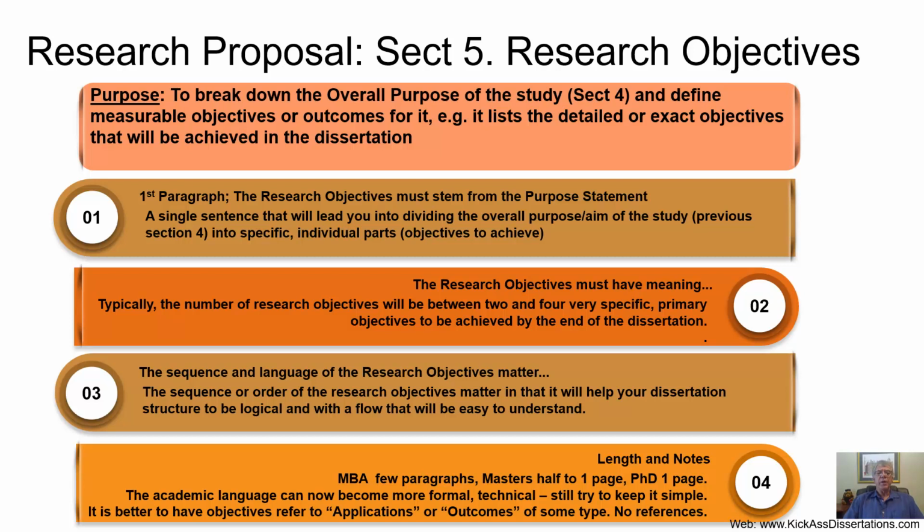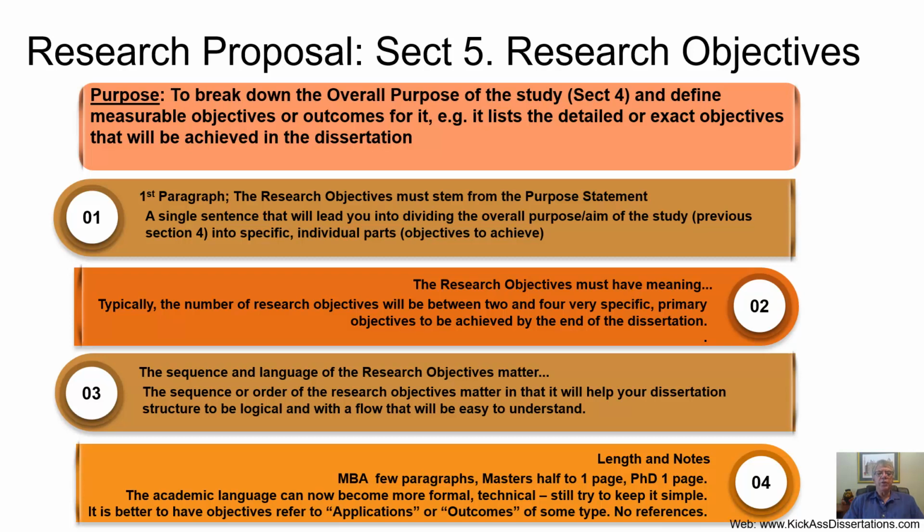Just note that the academic language can now become more formal, even more technical. In order to be able to specify your objectives correctly, you have to use the correct language, whatever that requires. But try to keep it still simple English. You will really see that the entire research proposal must not be overly technical, because you want to convince academics on the academic panel about the merits of your research proposal.